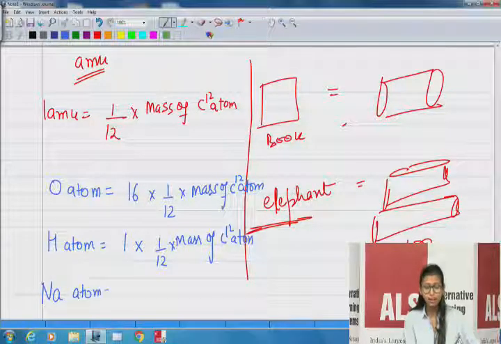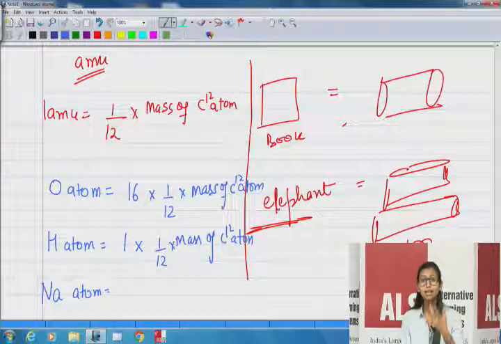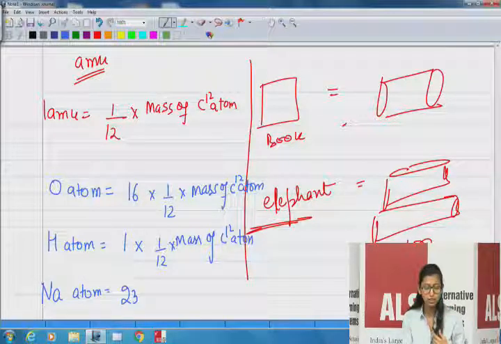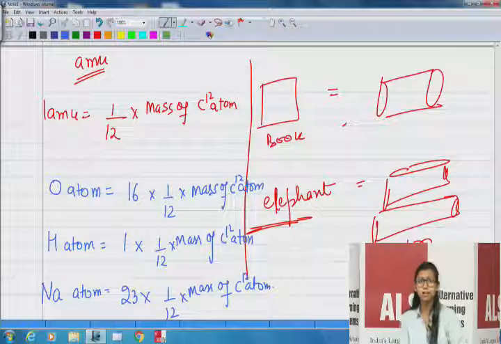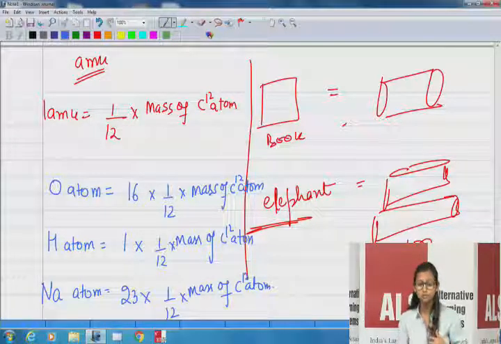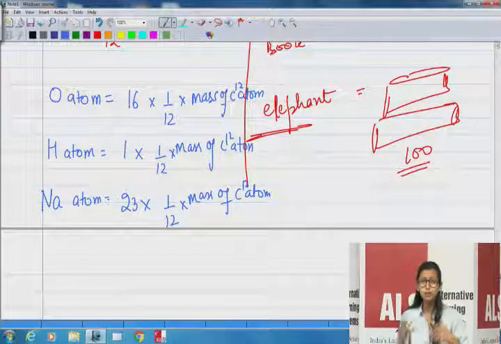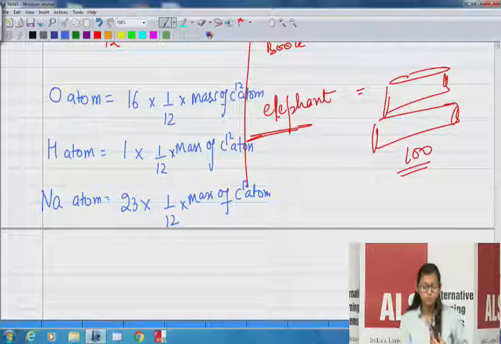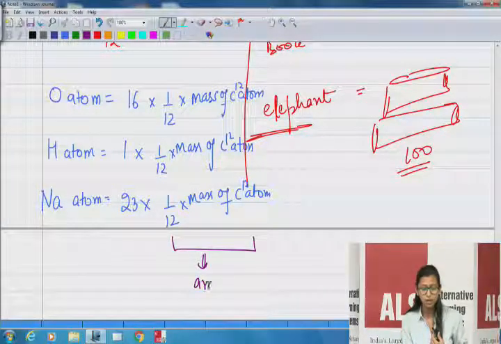If I keep that balance and check the sodium mass, it comes out to be 23 into 1/12 into the mass of the C12 atom. Now, it's so difficult to write the whole process again and again, 1/12 into the mass of the C12 atom. So what the scientists have done is, instead of writing it again and again, why not call it a simple unit? They just call this whole thing the AMU.